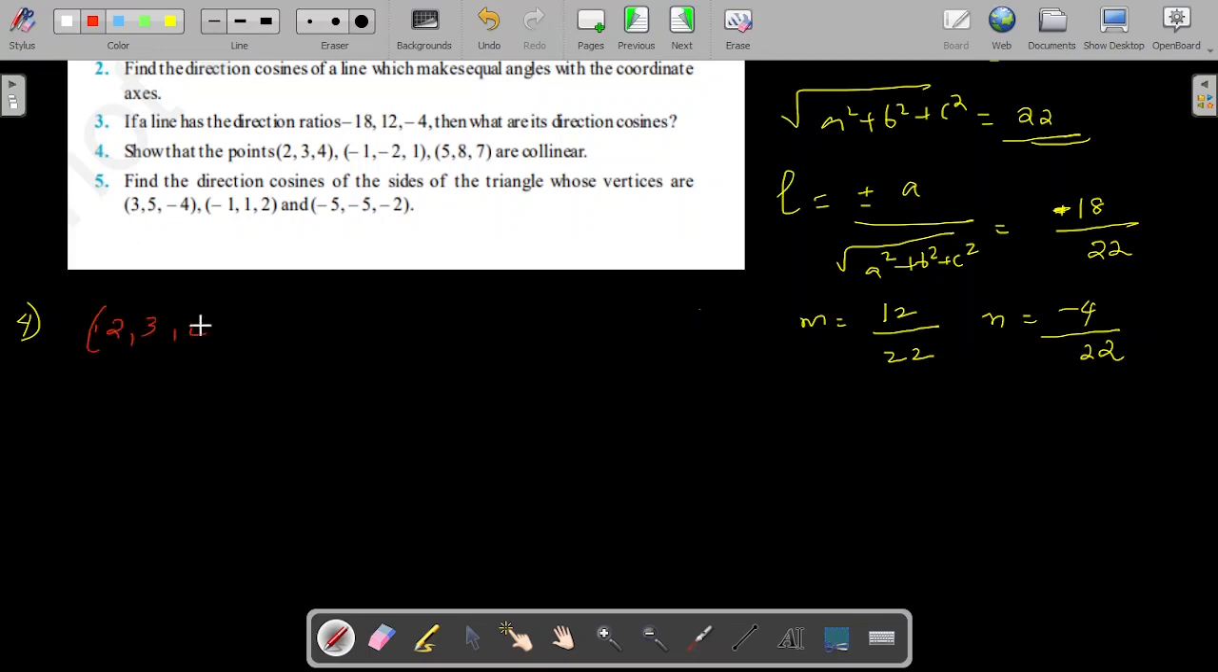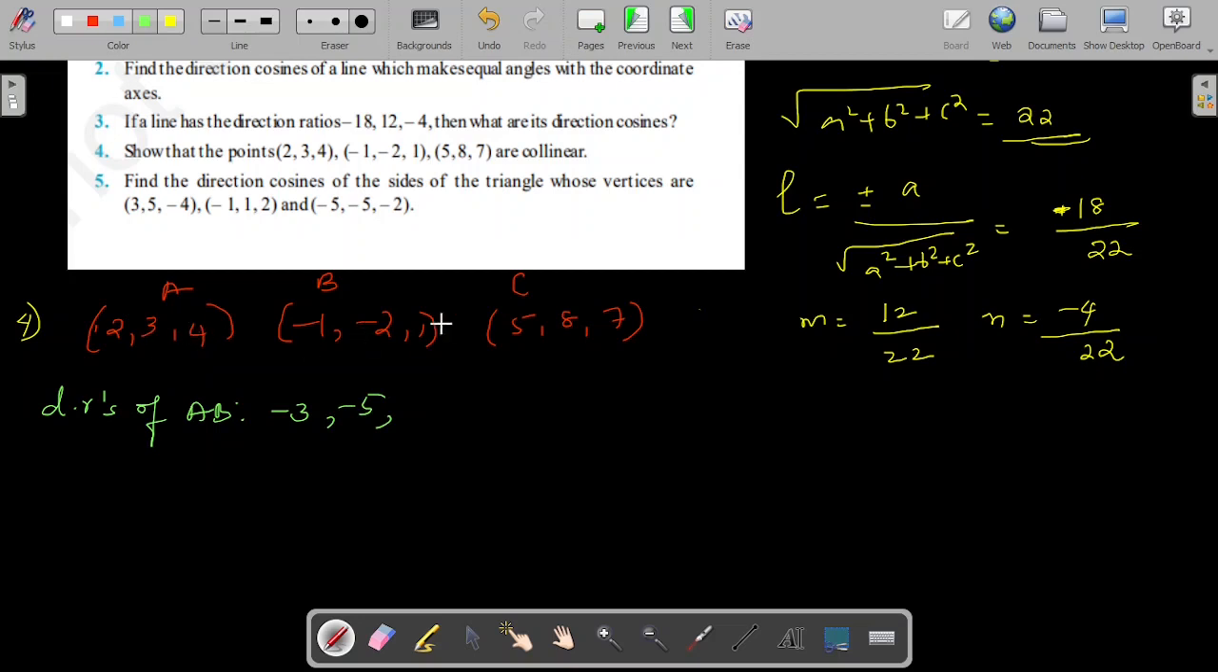The points are 2, 3, 4, then minus 1, minus 2, 1, then 5, 8, 7. This point is A, this is B, and this is C. You can use either direction cosines or direction ratios. Direction ratios are easier because you just have to find x2 minus x1. So the direction ratios of line AB are nothing but x2 minus x1: minus 1 minus 2 is minus 3, minus 2 minus 3 is minus 5, then 1 minus 4 is minus 3.